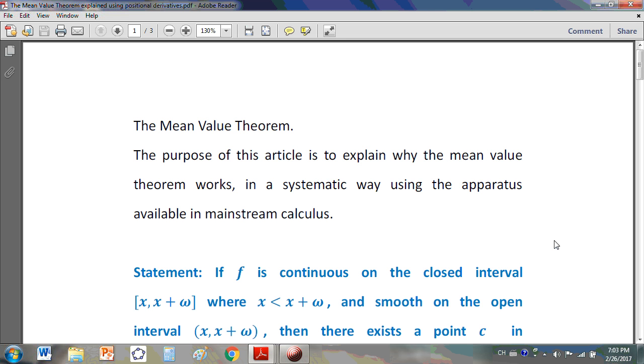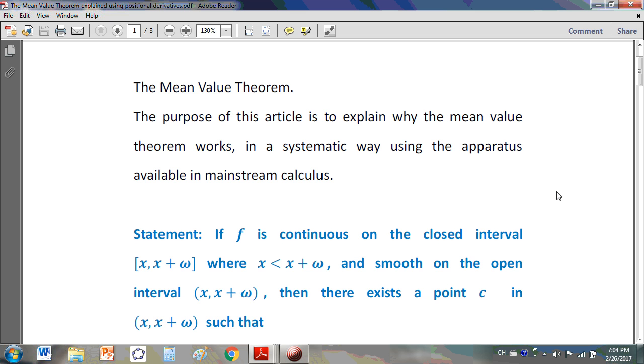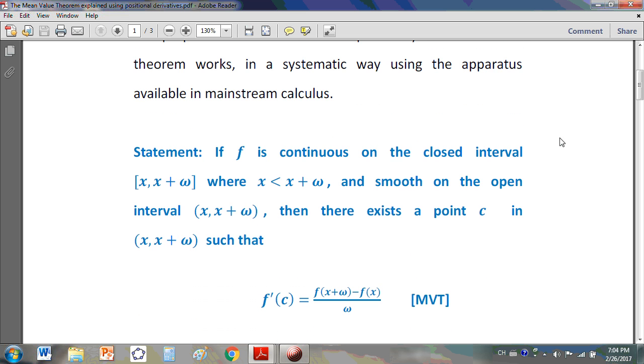Aside from that, the mainstream formulation of calculus is heavily flawed with lots of self-referential definitions, wrong concepts, and a lot of confusion that is sown by the most unbelievably stupid people who are in mainstream academia. Okay, so what is the purpose? The purpose is to explain why the mean value theorem works.